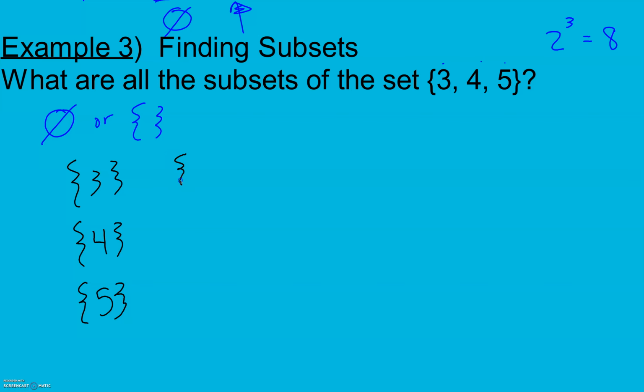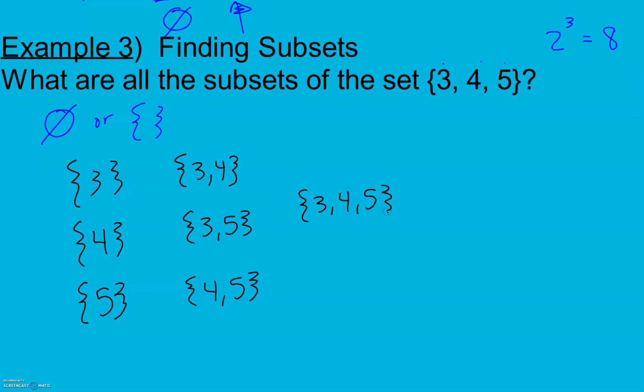Okay, now I could have a set that has both 3 and 4 in it, if I wanted numbers less than 5. I could have a set that has both 3 and 5 in it, if I wanted just odd numbers, for example. I could also have a set that has 4 and 5 in it, if I wanted just numbers greater than 3. And I could have a set that has all 3 of these numbers in it, if I wanted a set of natural numbers from here, for example.